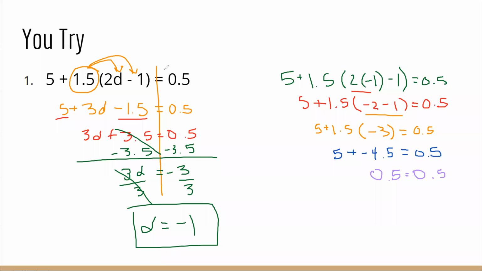So for my answer, I got d equals negative 1. And this is my check part over here. So this is me checking my answer because I had room this time. And since I paused the video, it didn't take up any more time. So I got the 0.5 equals 0.5 at the very end. So I know that this answer is correct.